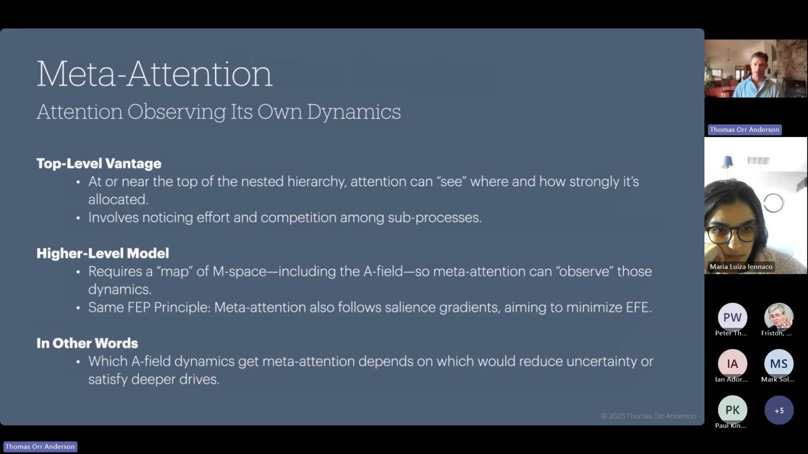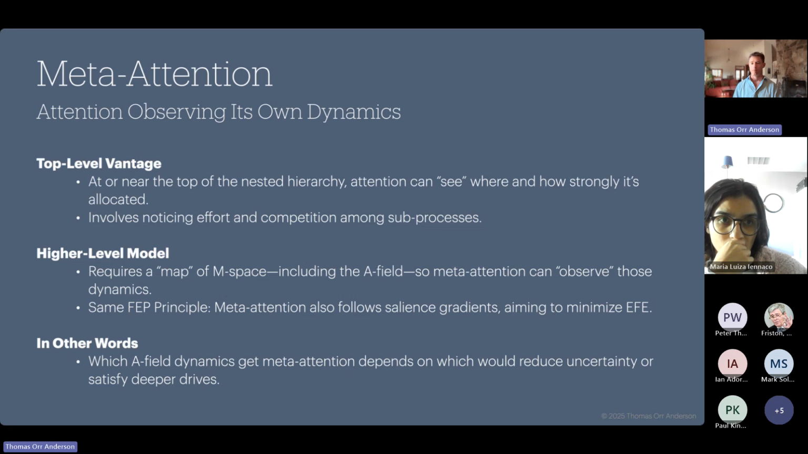Another very important feature of our conscious attention dynamics is meta-attention. And this is something that in my use of attention field theory in day-to-day life and in therapeutic contexts, I've just framed it in a very comfortable, intuitive way, just simply the fact that our attention can observe its own dynamics.